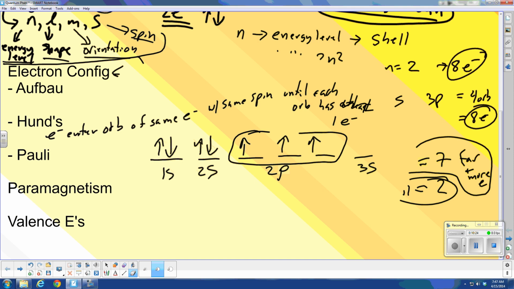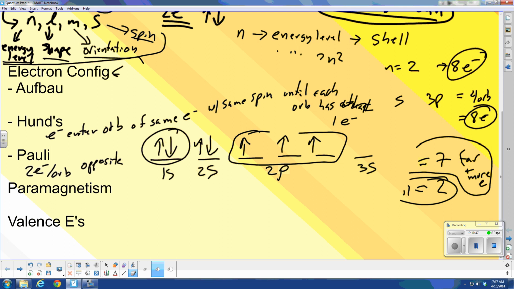Good. And then finally, the Pauli principle, 2 electrons per orbital, each with opposite spin. And I've illustrated that already here, right? Here we go. I've got 2 electrons in the 1s. Why do I not have 3? Because it's not allowed 3. Why are my arrows 1 up and 1 down? Because that illustrates that they are opposite spin.